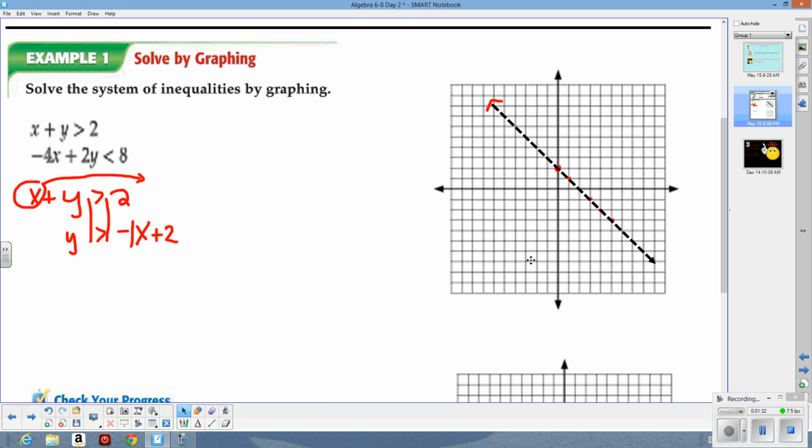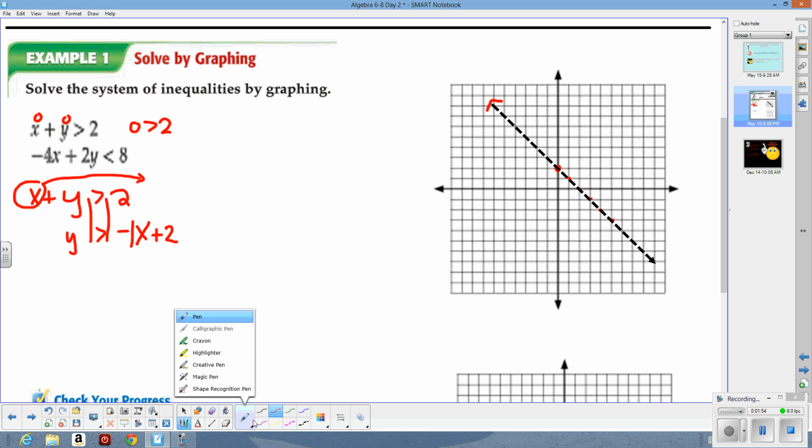Now to figure out the shading, let's test 0, 0. If I plugged in 0, 0, either into this inequality here or this one here, let's just plug it in up here. 0 plus 0 is 0, and 0 is not greater than 2. Therefore, 0, 0 is not part of the solution. So I'm going to shade the half of the graph that does not have 0, 0.